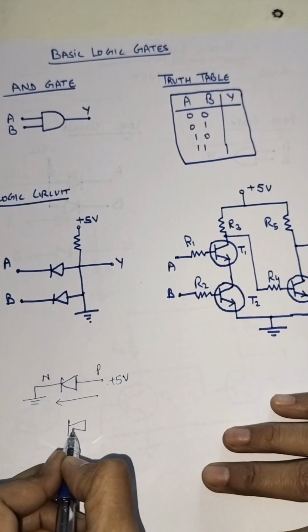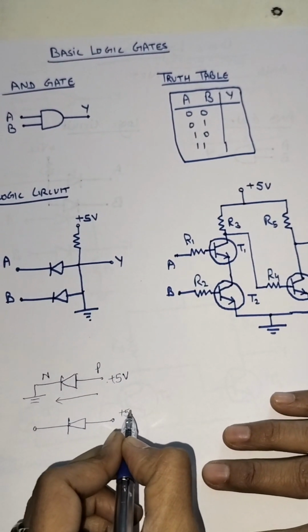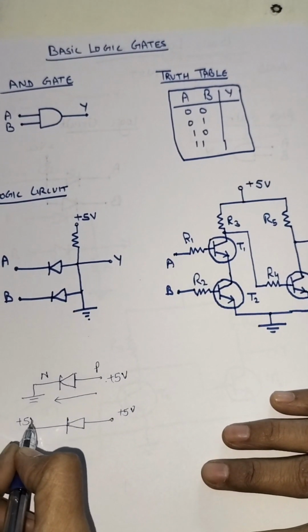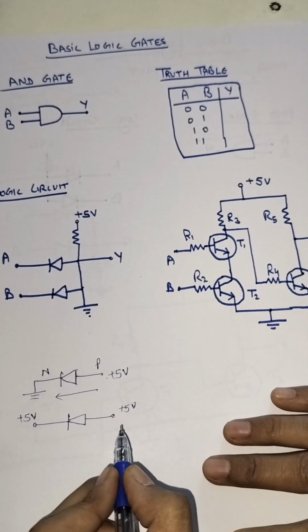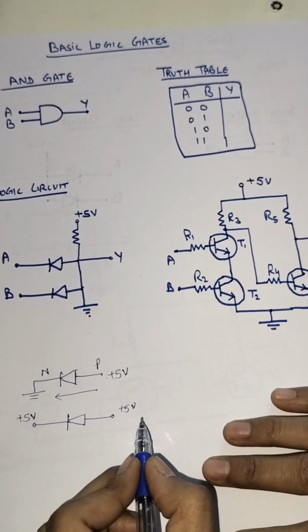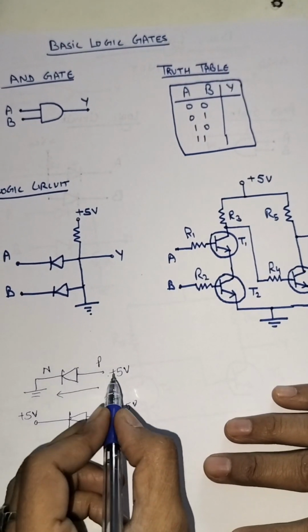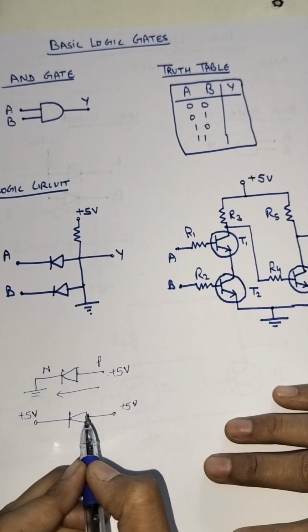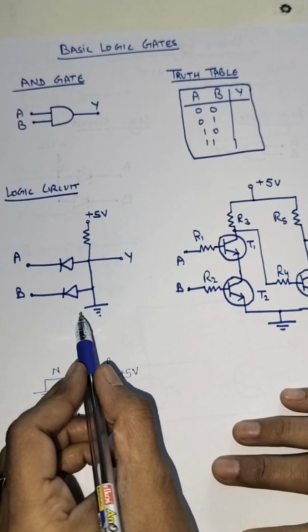Like this, if I give plus 5 volt here also and plus 5 volt here also, so there is no potential difference here, so current will not flow. Both the ends are at same potential. We already know that current flows from higher potential to lower potential only. So this is the basic principle which we are going to use in this logic circuit.